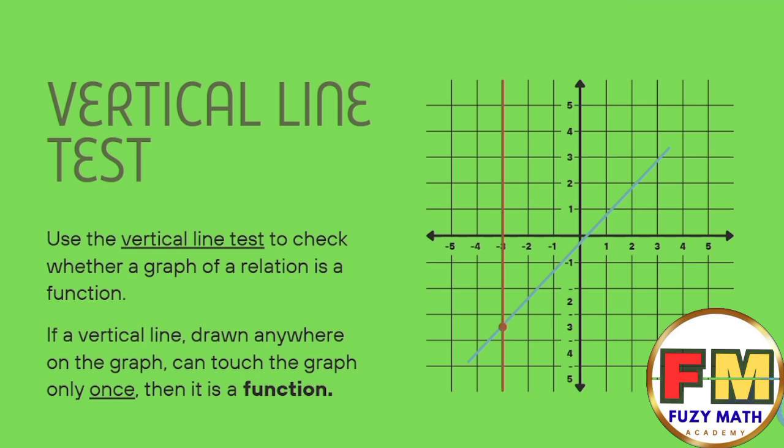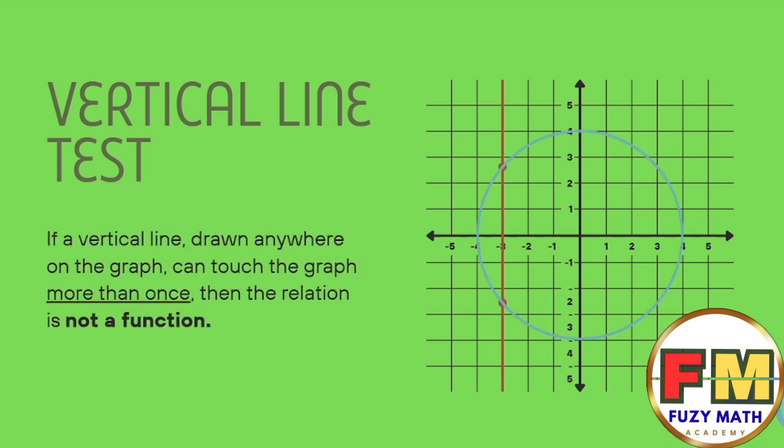Vertical line test. Use the vertical line test to check whether a graph of a relation is a function. If a vertical line drawn anywhere on the graph can touch the graph only once, then it is a function. If a vertical line drawn anywhere on the graph can touch the graph more than once, then the relation is not a function.